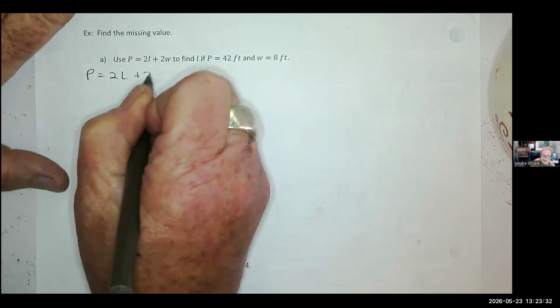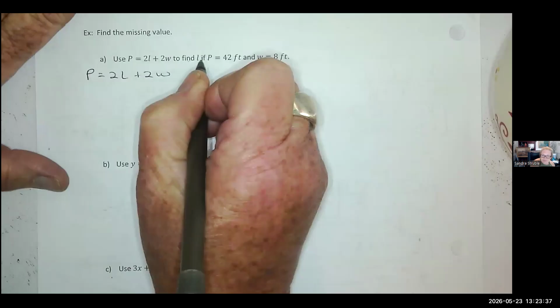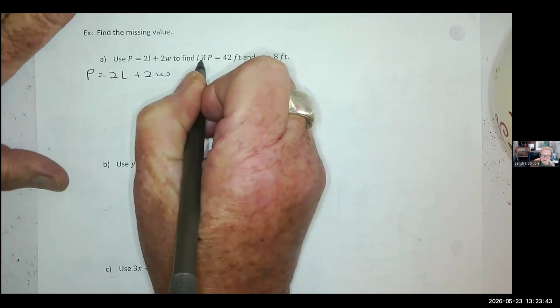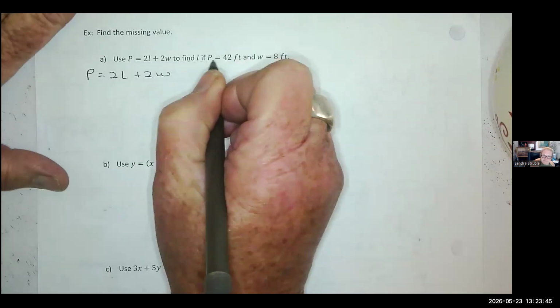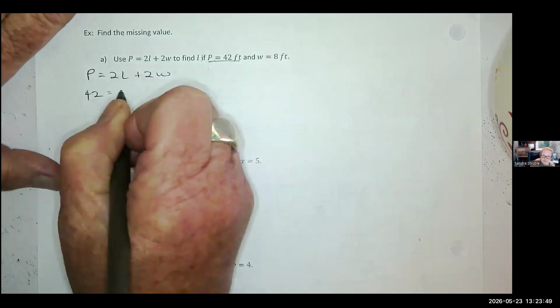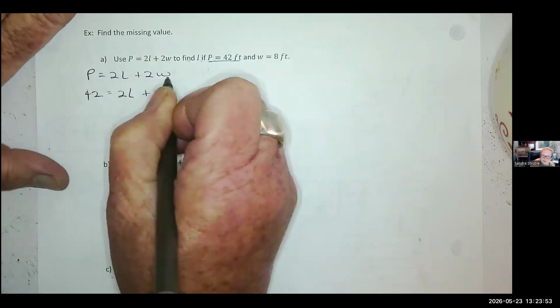So we're going to find L. I'm not going to solve for L initially. I'm going to substitute first. I find fewer mistakes happen that way. So they're telling us we're going to substitute 42 for P. And we don't know what L is. And for the W, we're going to substitute for the width, we're going to substitute 8.